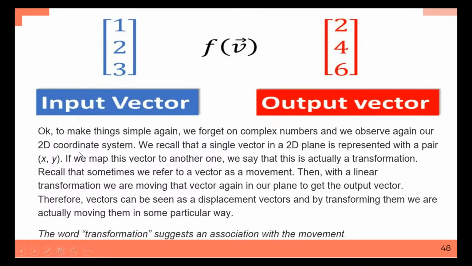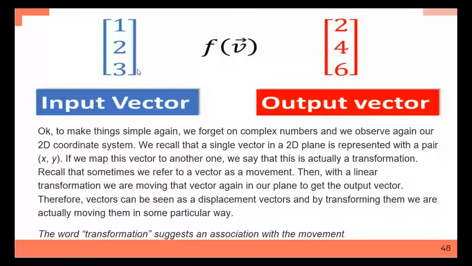Okay, let's read again. To make things simple, we forget complex numbers and we observe again our 2D coordinate system, that is x and y values. If we map this vector to another one, we say that this is actually a transformation. We did that earlier by manipulating the vectors, addition of the vectors, multiplication of the vectors. Whenever you add or multiply, the vectors change their values. But at the end, the result is a vector itself.